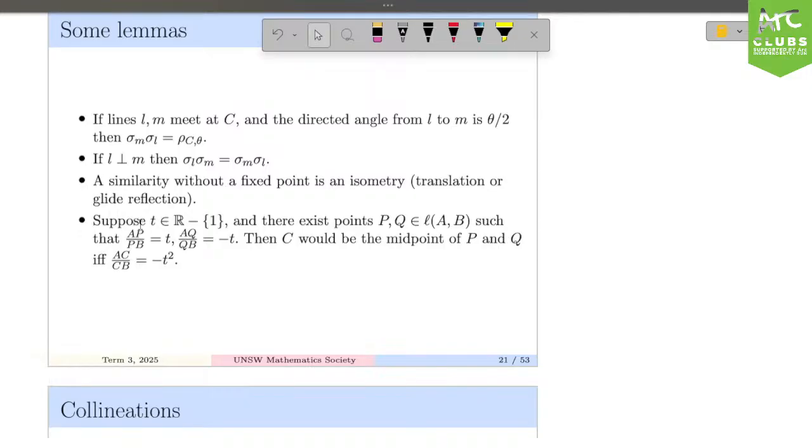Sir, I have a question about the diagram. AQ over QB is negative, so Q should be on the right side of B. Whoops. All right.